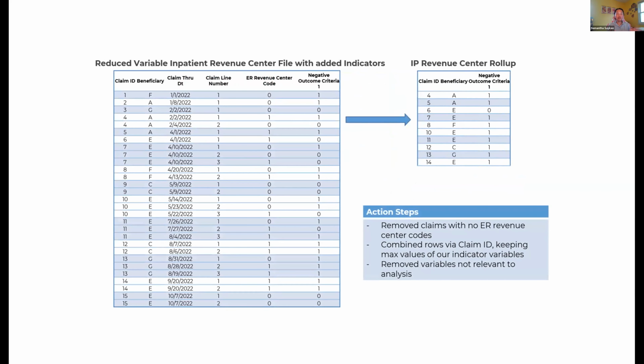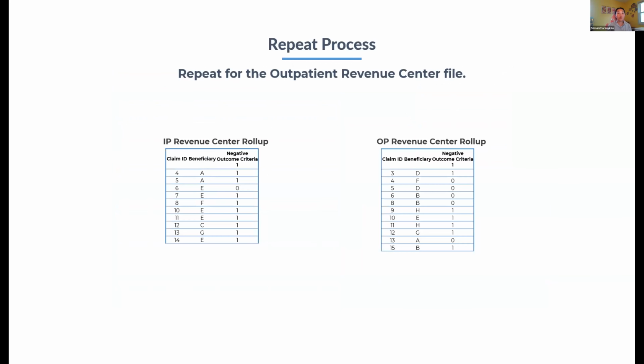So just reviewing what we started with and what we ended with: on the left, we started with that huge table, and on the right is our roll-up file. A general reminder of the action steps we took: we removed claims with no ER revenue center codes. We combined the rows via claim ID, making sure that we kept the max value of our indicator variables. And then we removed the variables that weren't relevant to our analysis. We're going to repeat that process for the outpatient revenue center file, and that's how we get the table to our right.